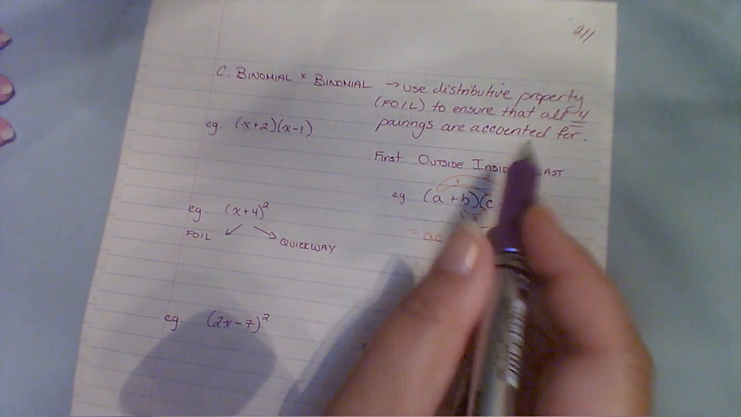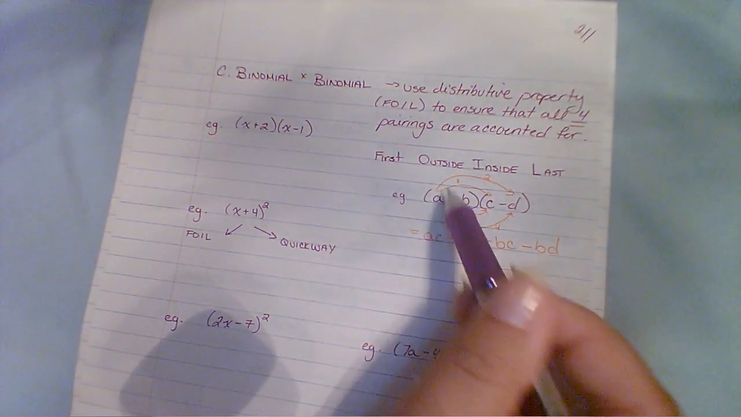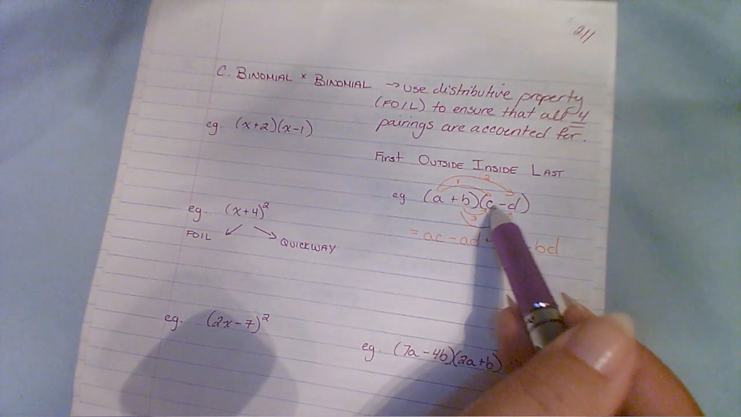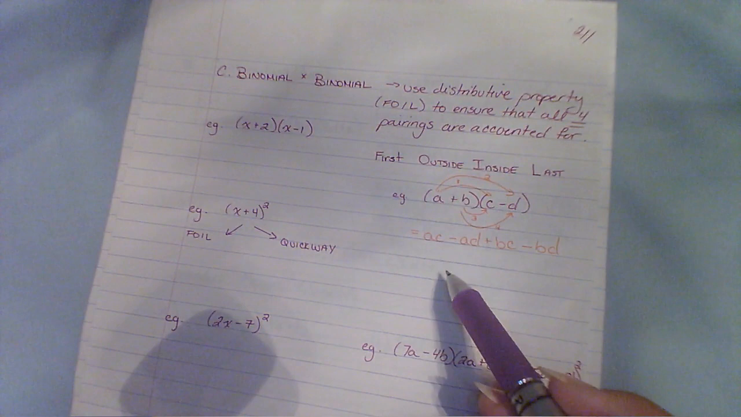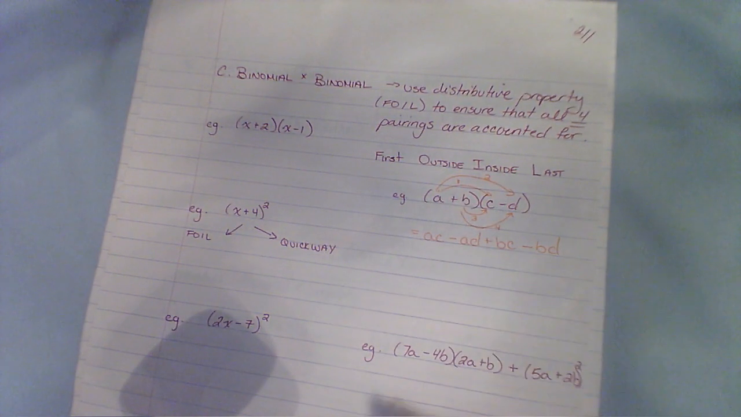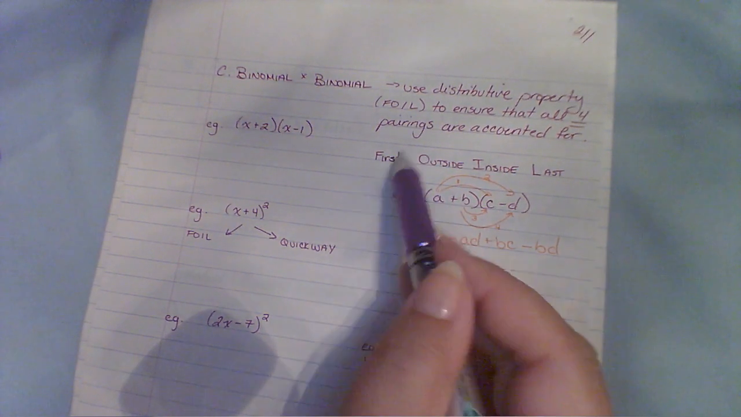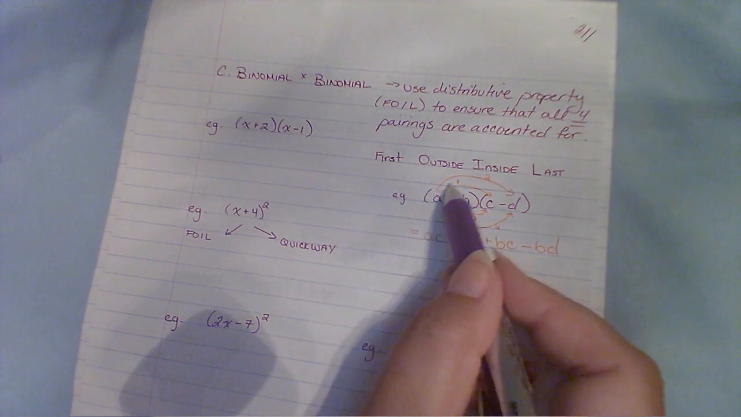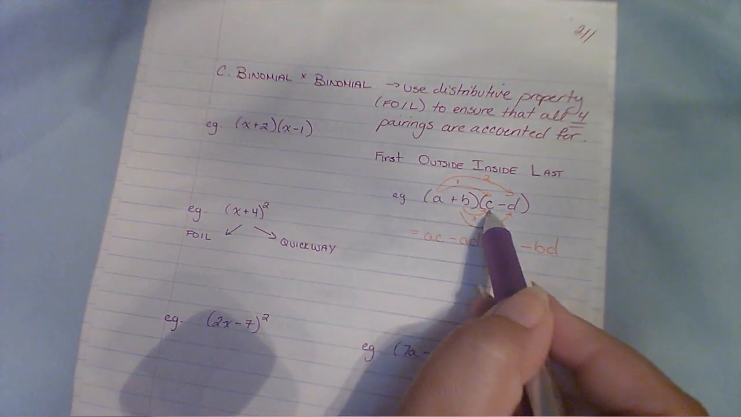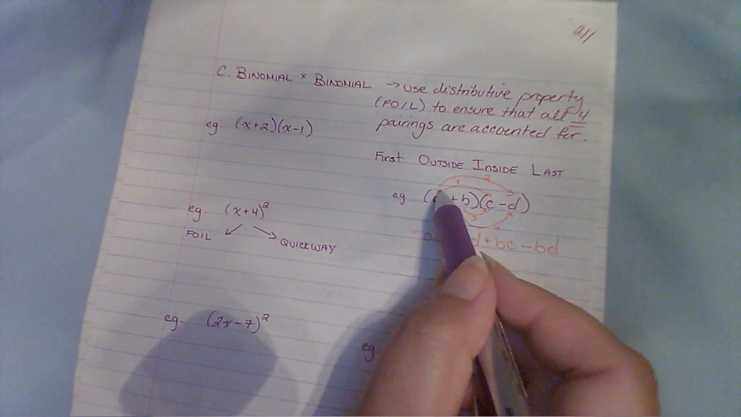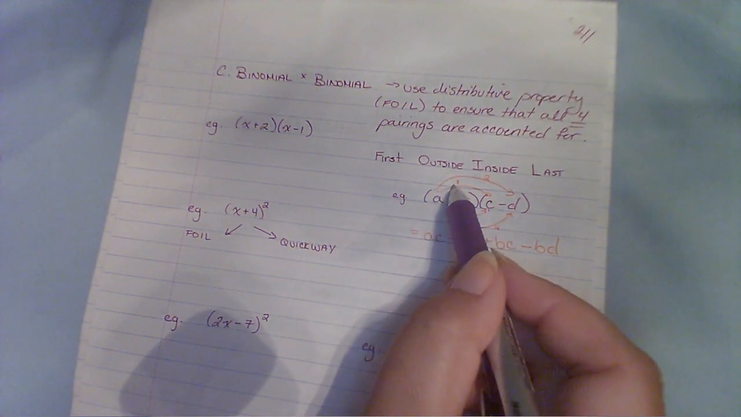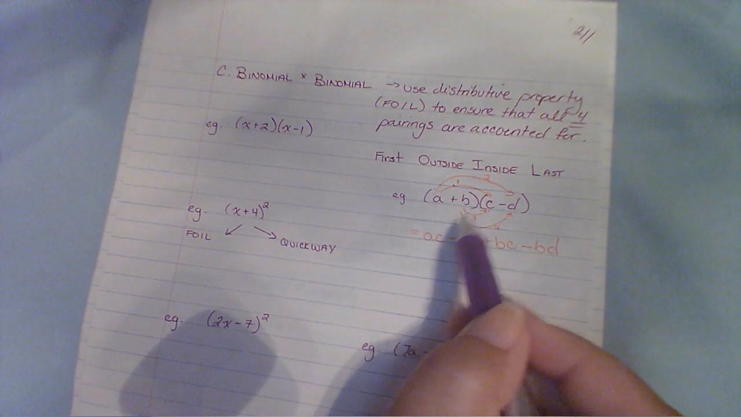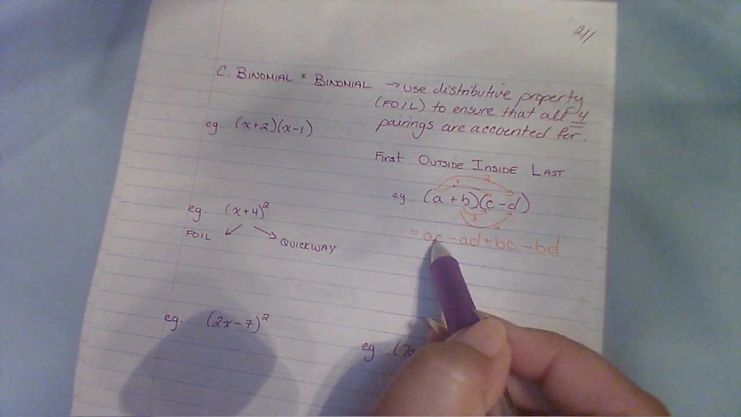So the F means first with first. So here I have A plus B in one bracket and C minus D in the other bracket. Notice it's a bracket up against a bracket, so I know I'm multiplying. The F for first means the A is going to travel and he's going to multiply with the C. So I put a 1 on that arrow there to show you that that's what the F means, first. So A times C is AC.